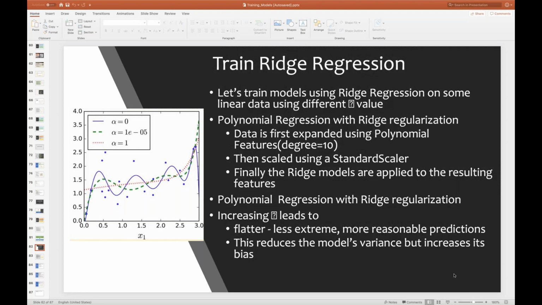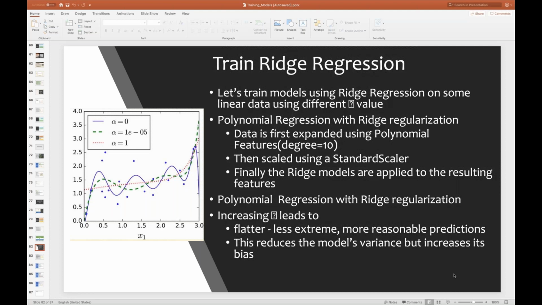Now, polynomial regression with ridge regularization is leading to flatter, less extreme, more reasonable predictions. This reduces the model's variance but increases the bias. Again, we talked about bias versus variance and the bias versus variance trade-off. If you don't remember that, kindly recap.